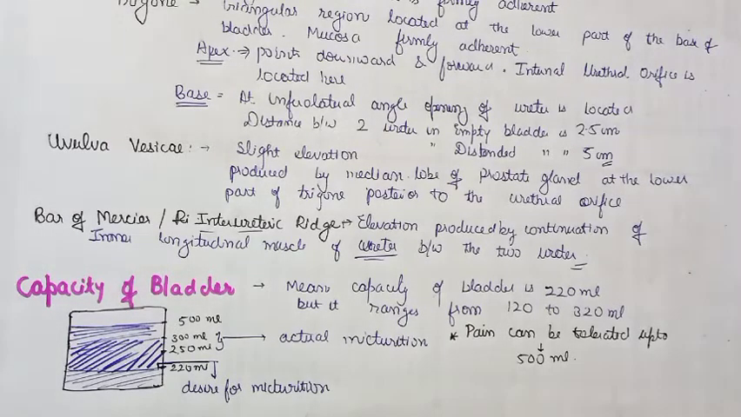So let's now discuss the arterial supply, venous drainage, lymphatic drainage, and the nerve supply of the bladder.